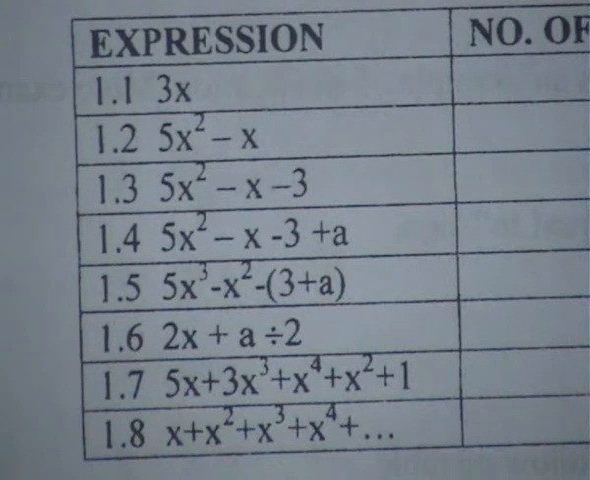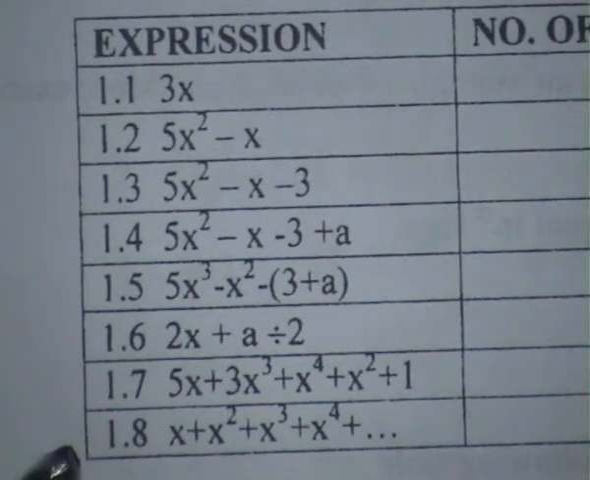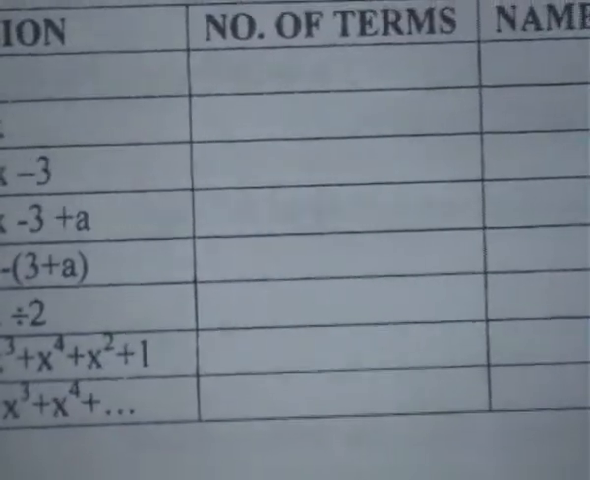1.8, x plus x squared plus x cubed plus 3 dots, which means that it continues and there are a number of terms after x to the 4.